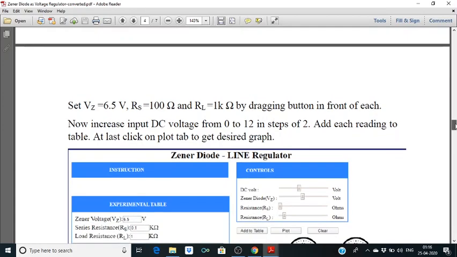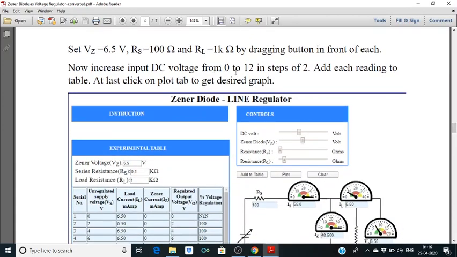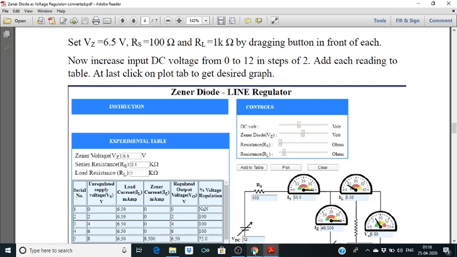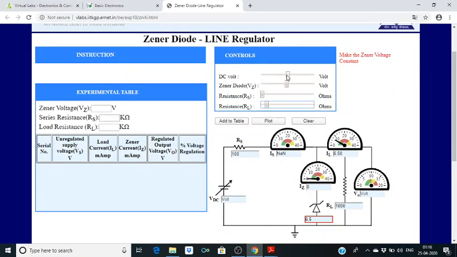Now what we will do is change the DC voltage from 0 to 12 in steps of 2, and we will add each reading to the table and then at last click on plot table. So we should get a curve something like this. So 0 to 12 in steps of 2. Suppose we have set it to 0. Now add to table.